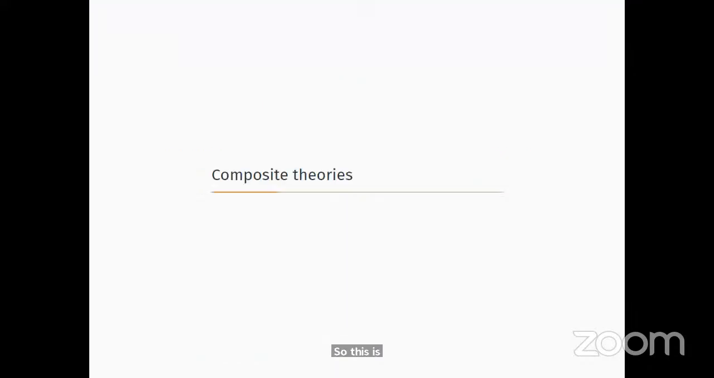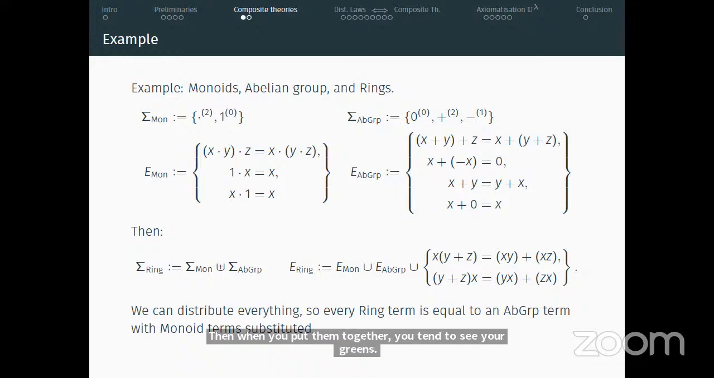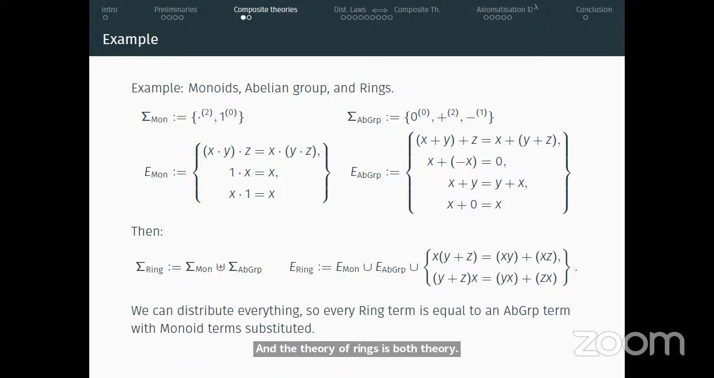Now let me tell you about the other side, distributive laws. Distributive laws are well known, but maybe you have never seen composite theories, so let me flesh it out. In the same way that the basic distributive law is multiplication over addition, on the other side it will be the same thing with theories. It corresponds to the theory of monoids and the theory of abelian groups. When you put them together, you obtain the theory of rings. The theory of rings is both theories plus two distributivity axioms, left and right distributivity.